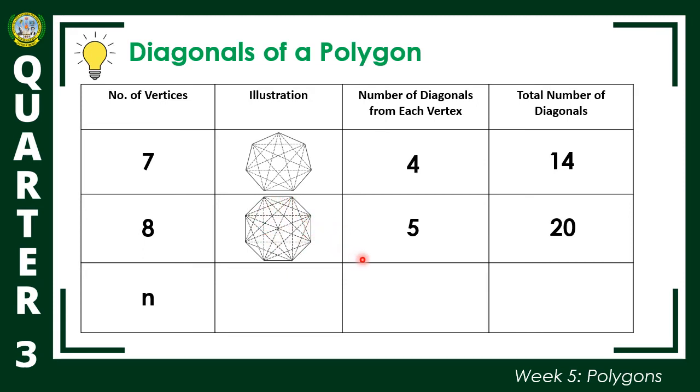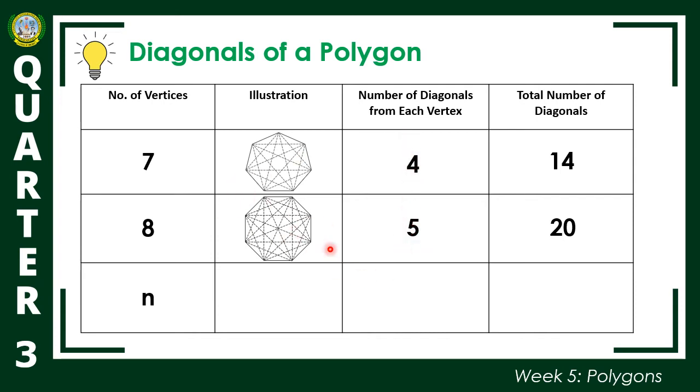So kung mapapansin nyo po, pagdami ng sides or ng vertices ng polygon, pagdami rin ng diagonals. So, dun po sa number of diagonals from each vertex, habang nadadagdagan ng isa yung ating vertices, nadadagdagan din ng isa yung ating number of diagonals from each vertex. Okay? So, meron po tayong linear relationship. So, pag-increase po ng isa sa number of vertices, same po yung changes na nangyayari sa diagonals.